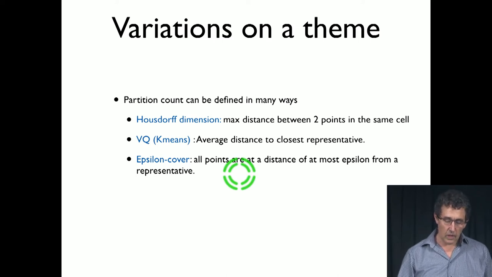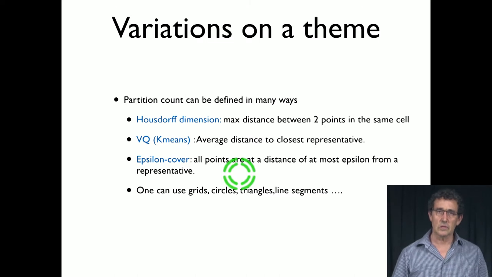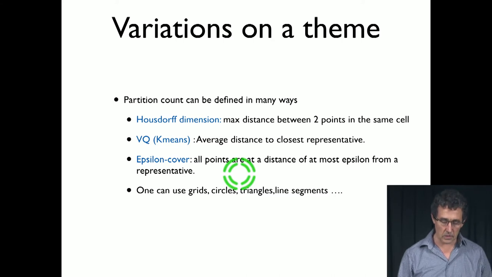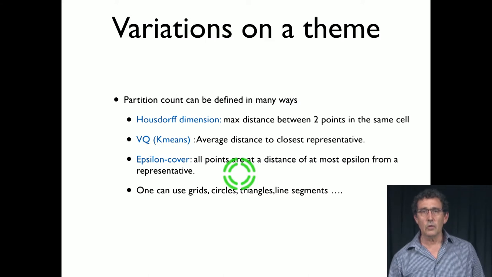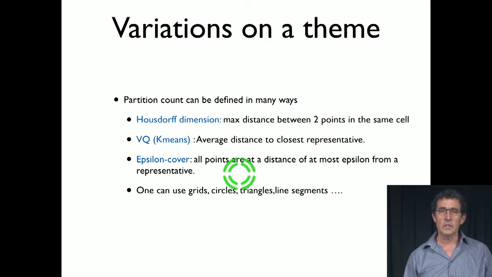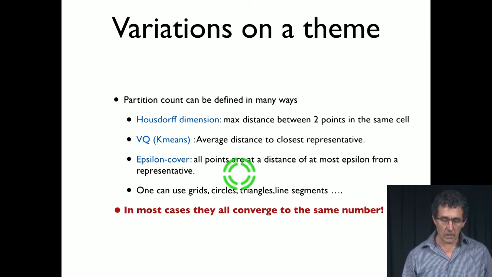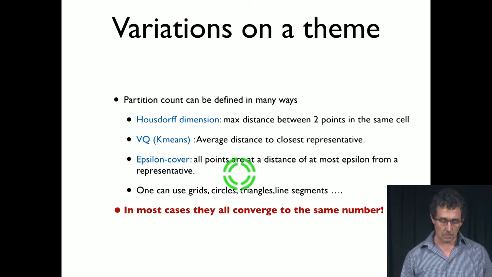So we have a set of points such that all points are at most some distance from them. And you can use various shapes. You don't have to use just circles or squares. You can use circles, triangles, line segments, all kinds of things. And so to demonstrate this, I'm going to show you how you can measure the dimension of the coastline of Great Britain. And in most cases, unless they're really strange cases, all of these methods will give you essentially the same dimension.